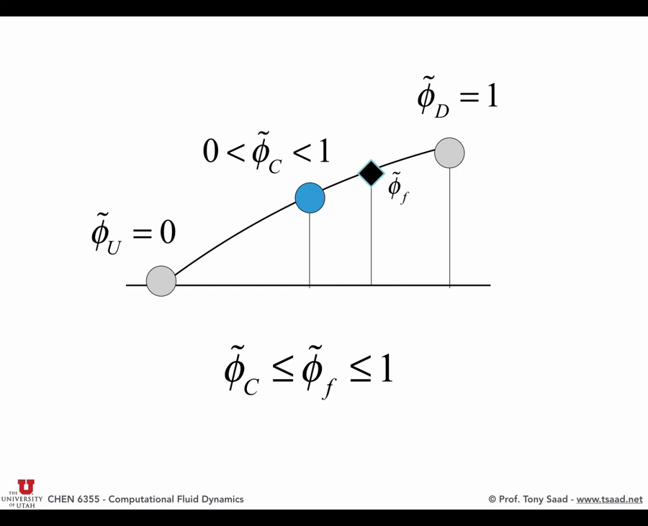For monotone behavior, the value of phi at the face is between phi tilde c and 1. Now, phi tilde c can go all the way to 0, and that's fine, okay? But for monotonic behavior, if phi c is between 0 and 1, phi f is between phi c and 1. Okay. So let's see how some existing schemes transform into the normalized variable formulation.